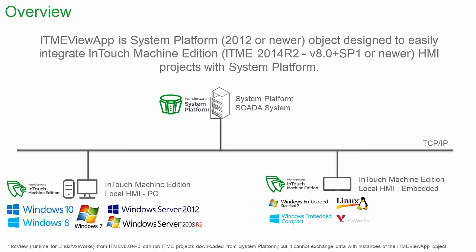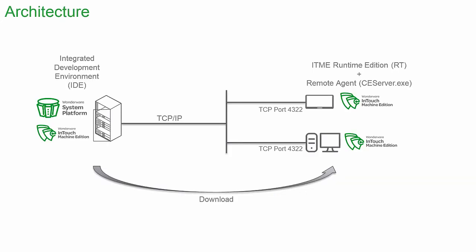InTouch Machine Edition is a complete HMI that runs across multiple platforms: Windows CE, Windows Embedded, regular Windows, Windows Server. And Wonderware System Platform is a complete SCADA system that typically runs on server or desktop stations. And this object provides a very easy way for you to integrate your local HMIs running InTouch Machine Edition with your SCADA system running Wonderware System Platform.